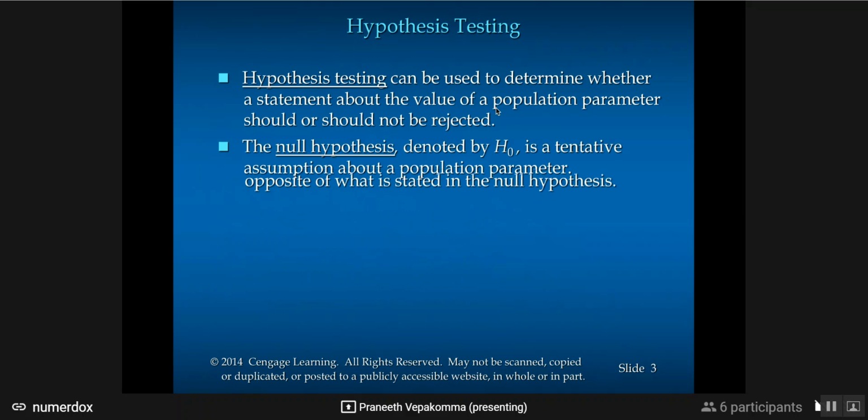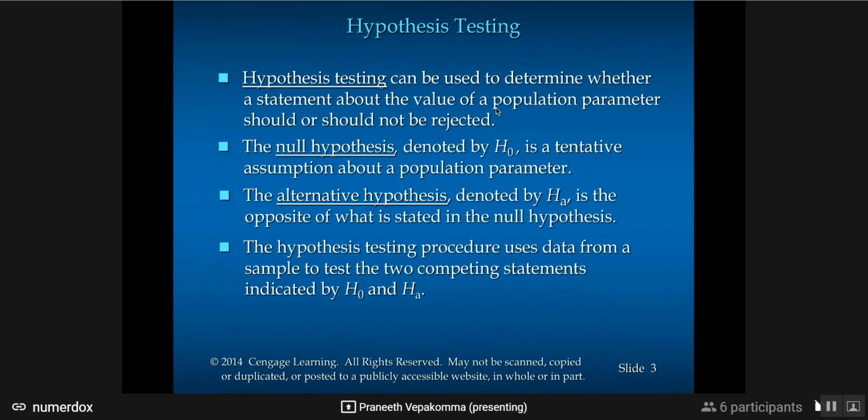So now hypothesis testing, like I said, can be used to determine, and this is the structure of what is involved, whether a statement about the value of a population parameter should or should not be rejected, right? So null is what you go with. If you reject it, you go with the alternate. These are 2 possible hypotheses. Usually null is the default option, sometimes the less risky option.